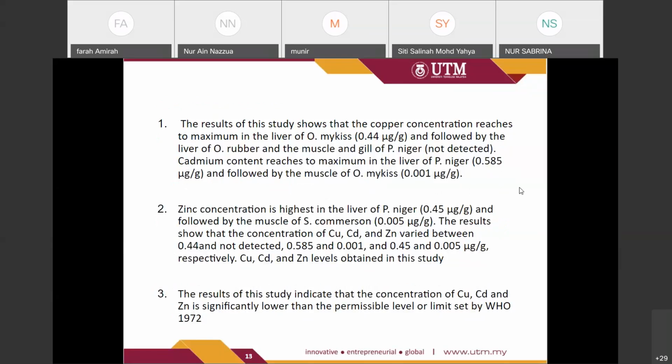And the results show that the concentration of copper, cadmium, and zinc varied between 0.44 and not detected, 0.585 and 0.01, and 0.45 and 0.005 microgram respectively. So copper, cadmium, and zinc levels were obtained in this study. The result of this study indicates that the concentration of copper, cadmium, and zinc is significantly lower than the permissible limit set by WHO 1972.